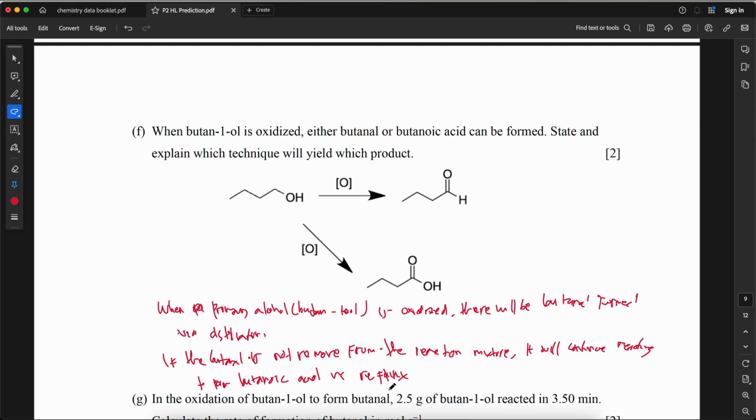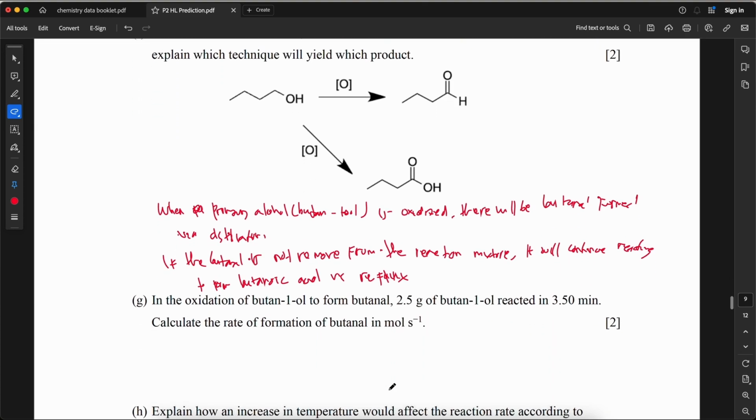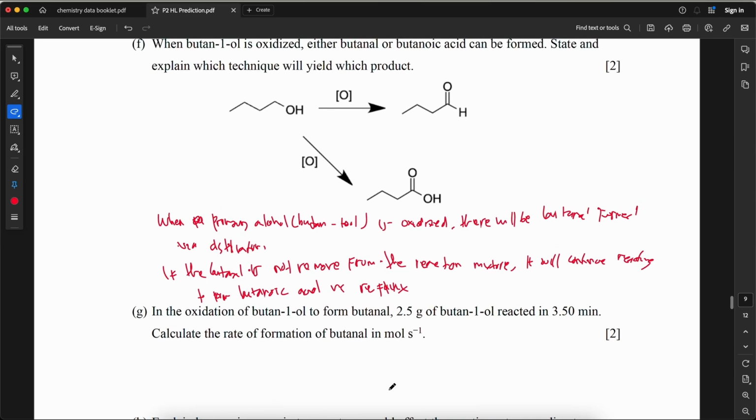So forming aldehyde is the oxidation reaction through distillation, and forming butanoic acid is an oxidation reaction through reflux from primary alcohol. In the oxidation of butan-2-ol, 2.5 gram of butan-1-ol was formed in 3.5 minutes. Calculate the rate of formation of butanol in mole per second.